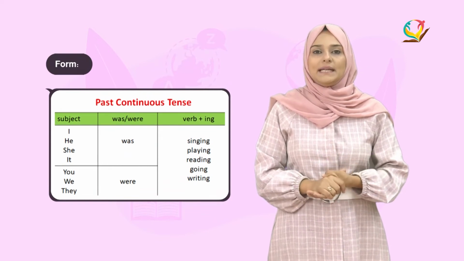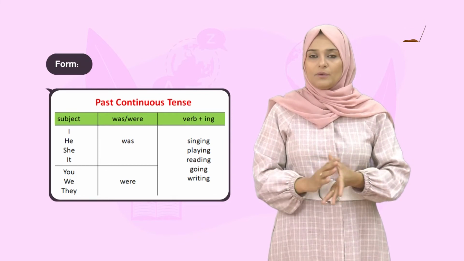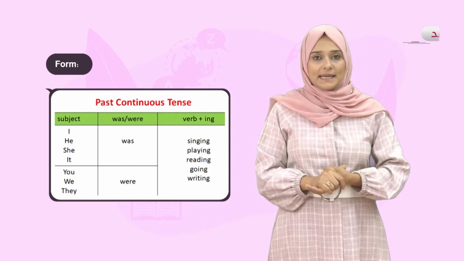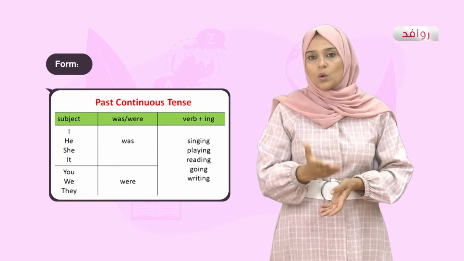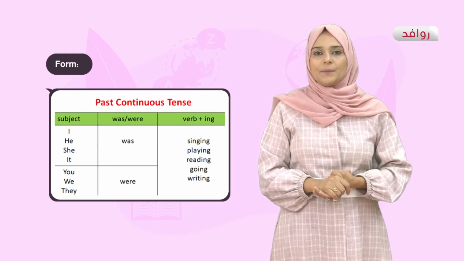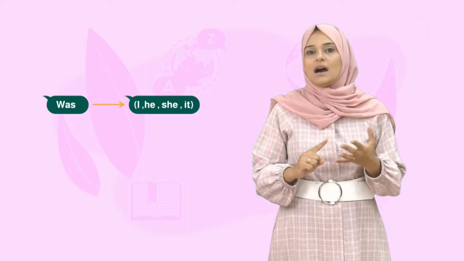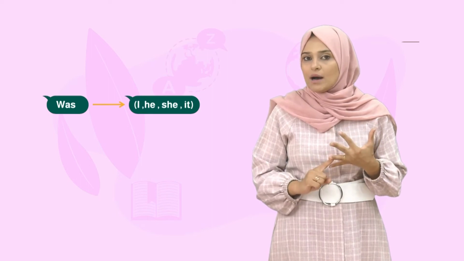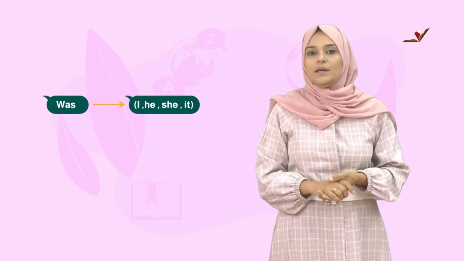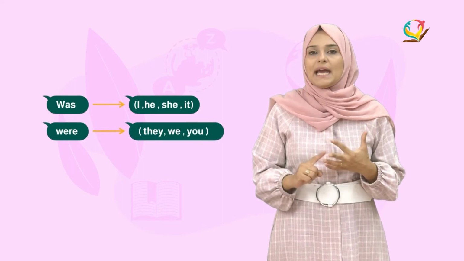The form of the past continuous tense is was or were plus the verb plus ing. We use was with the pronouns I, he, she, and it. We say I was, she was. But we use were with the pronouns they, we, and you.